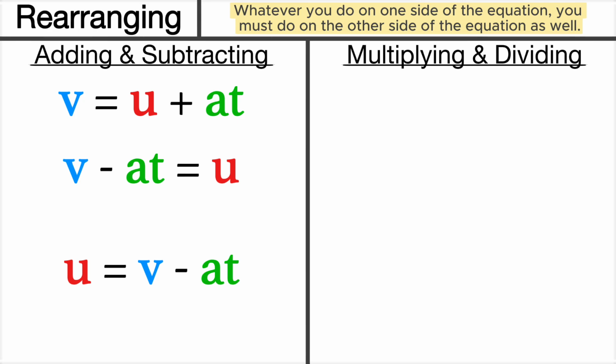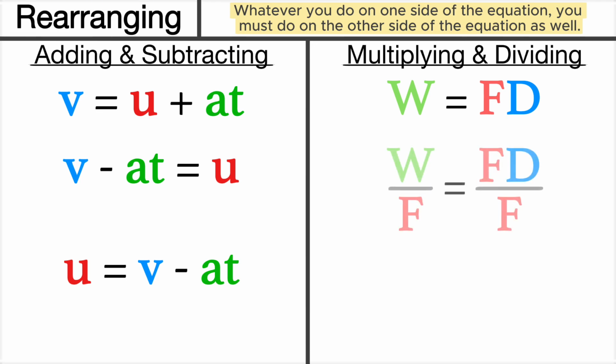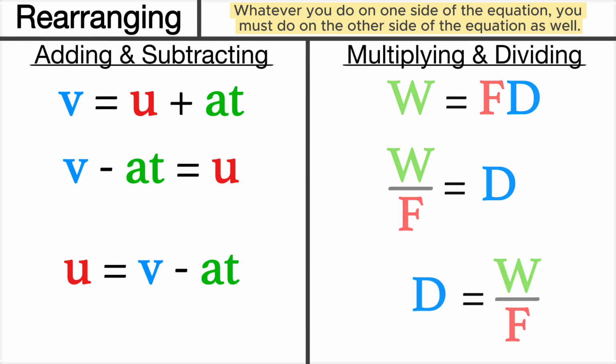The next step when rearranging is to deal with any division or multiplication. For example, in the formula w equals fd, to make d the subject, divide both sides by f to get w over f equals fd over f. On the right side, the f's cancel out, leaving w over f equals d. Finally, rewrite it as d equals w over f.